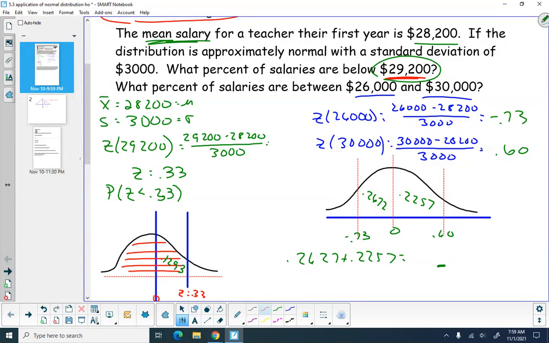And once again, this is what I need to see right here. When you add them together, what do you come up with? 0.4884. So we would have 48.84% of the salaries will be between those two salaries right there.